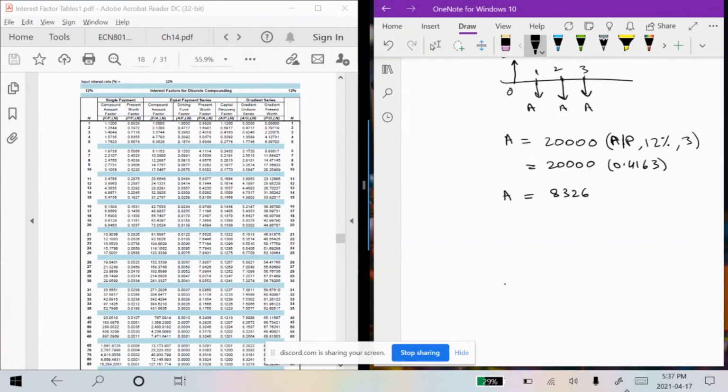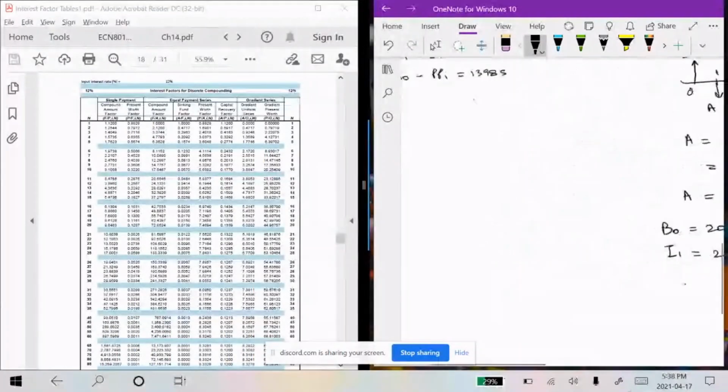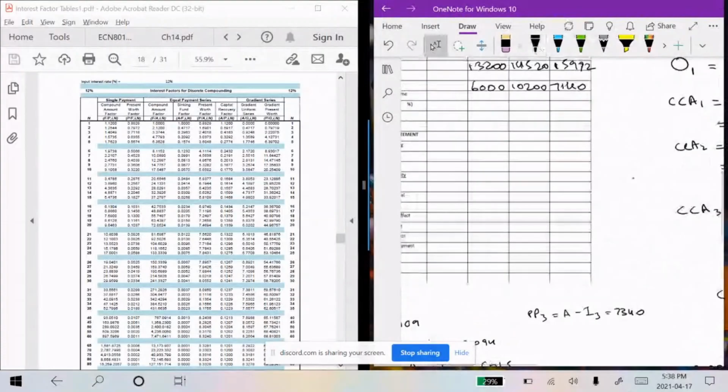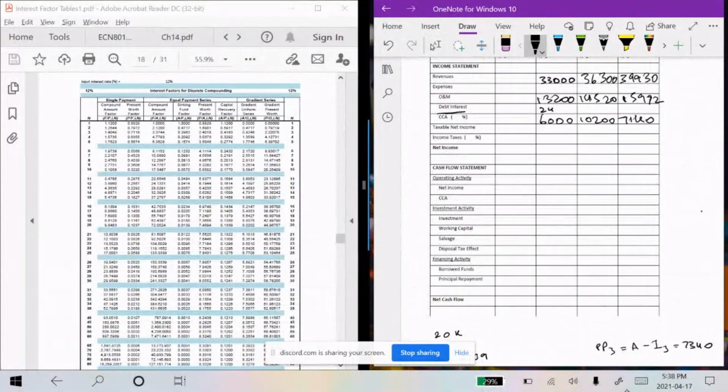So B0 is going to be 20,000. The interest in the first period is going to be 20,000 into the interest rate, which is 0.12. So in the first period, the interest payment is 20,000 into 0.12, 2,400, right? And there goes our first value in the debt interest payment, 2,400.